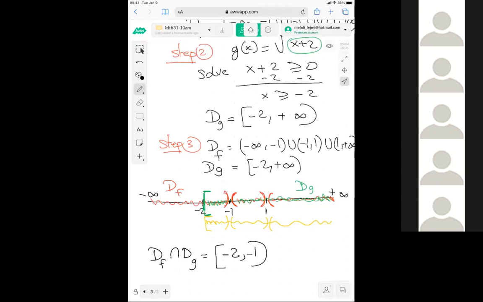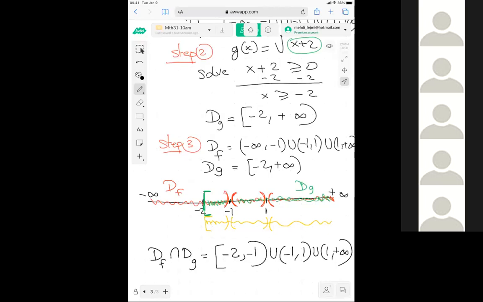So we have to exclude negative one, and then we start again at negative one, excluded, to positive one, which is also excluded from the domain of F. So it's not common to F and G. And then union, of course, positive one to positive infinity. And so that would be the intersection, or the common domain, of F and G.